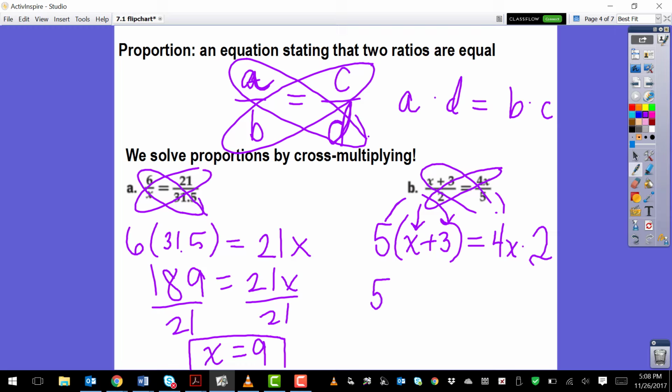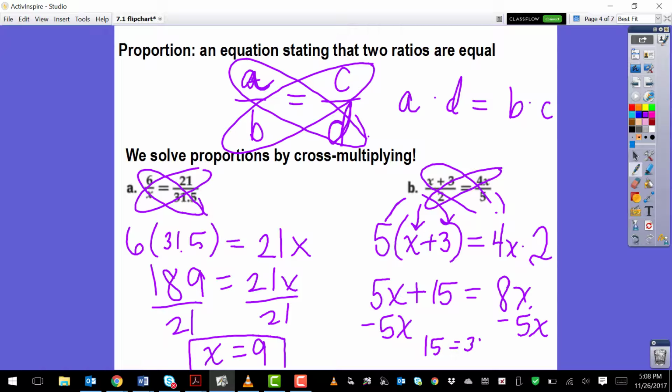So that'll give me 5x plus 15 is equal to 4x times 2 is 8x. So now I can subtract 5x from both sides. 15 is equal to 3x, and then I'll divide both sides by 3. And x is 5. So the way that we solve a proportion is by cross multiplying.